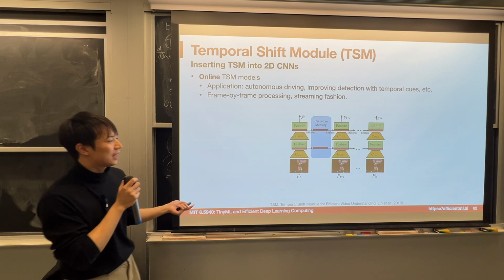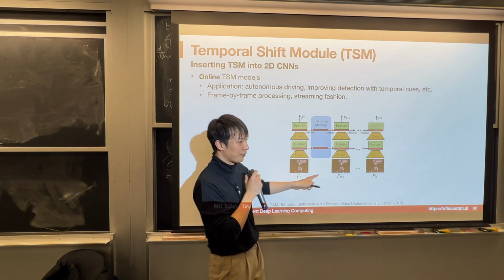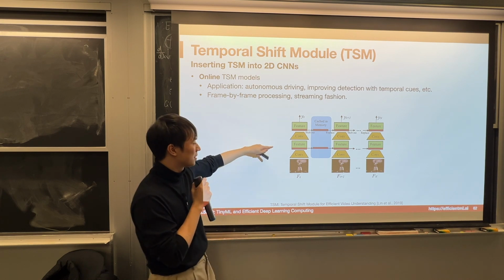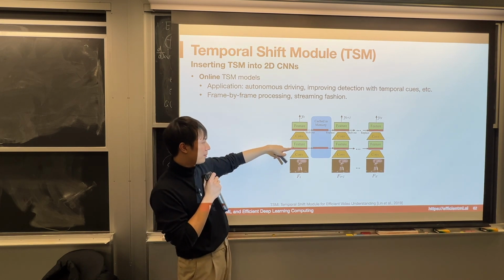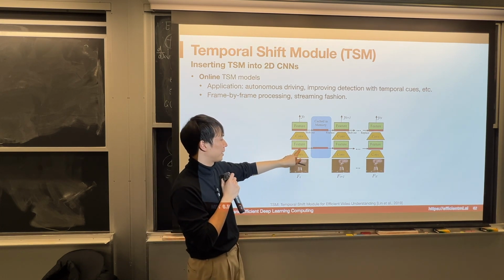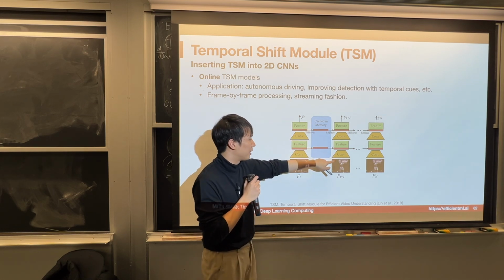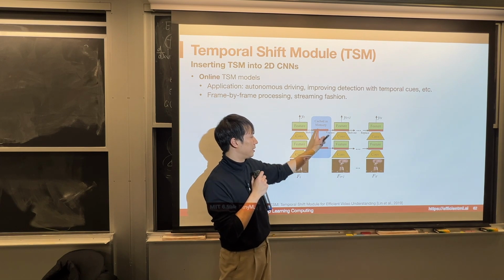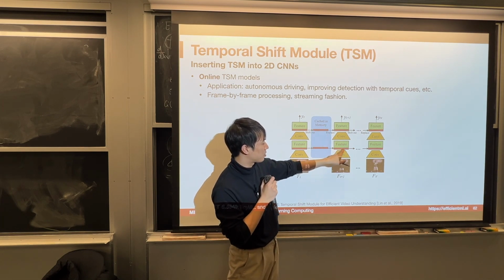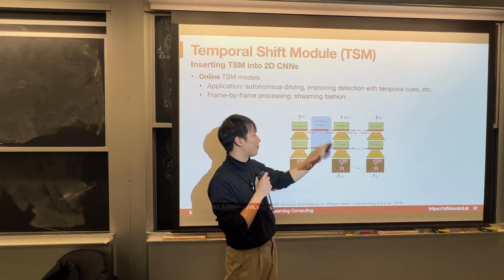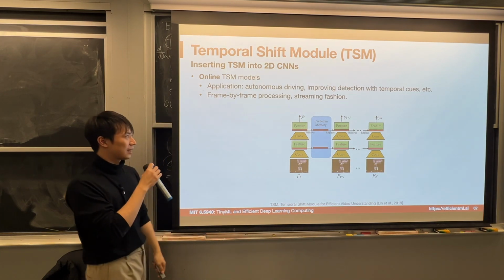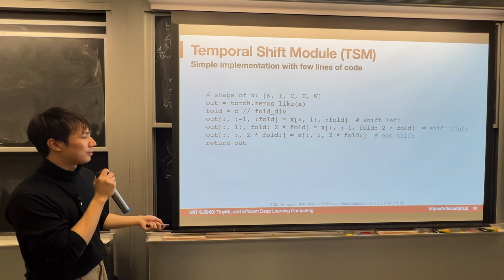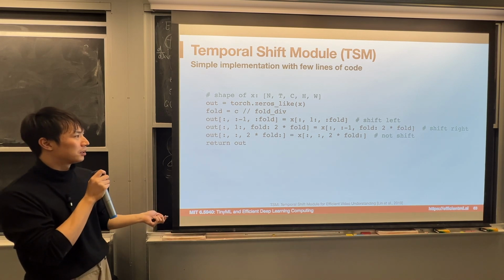For the online setting, because we are processing the video frame by frame, this actually works like an RNN. For each frame, we simply shift out part of the channels and store them in memory. For the next frame, we replace those features with the history features, and then again shift the current features into the buffer. So it basically performs like an RNN, and it can work in a streaming fashion. The implementation is super simple, just a few lines of code.